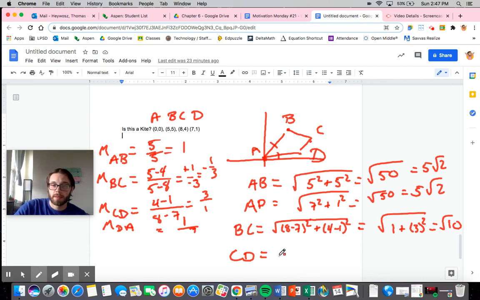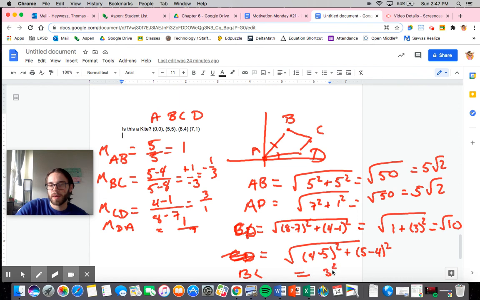Okay, CD. Oh, did I just do CD? That's actually CD. Oopsie. So that one's CD. BC would be the one with the 5s. So we would have 8 minus 5 squared plus 5 minus 4 squared, which is equal to 3 squared plus 1, which is going to be equal to the square root of 10. So ultimately, because these are congruent, this is going to be a kite.